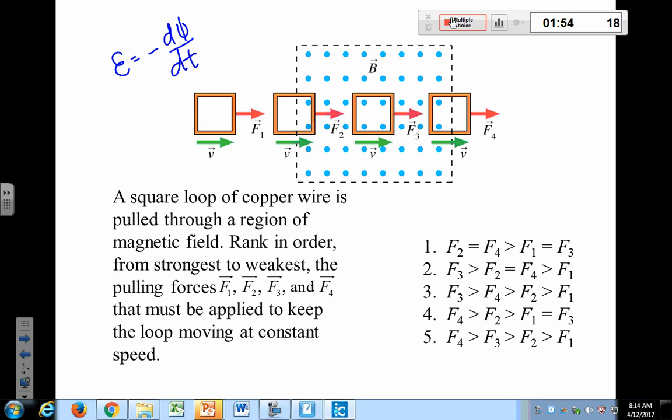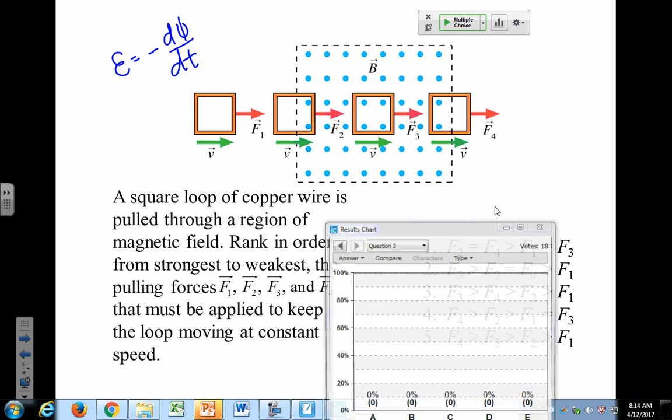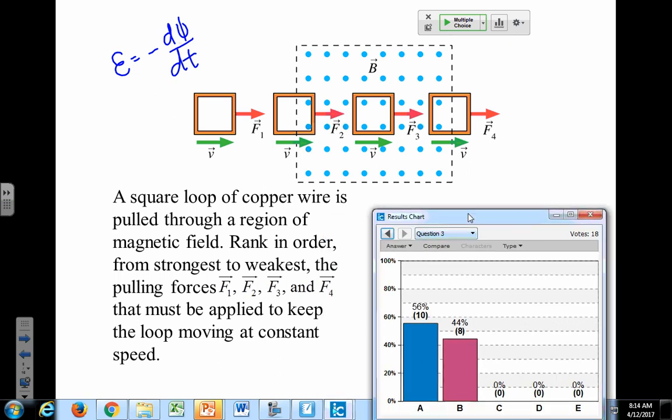All right, let's stop at 2 minutes. Okay, good. Y'all are still sort of evenly split.